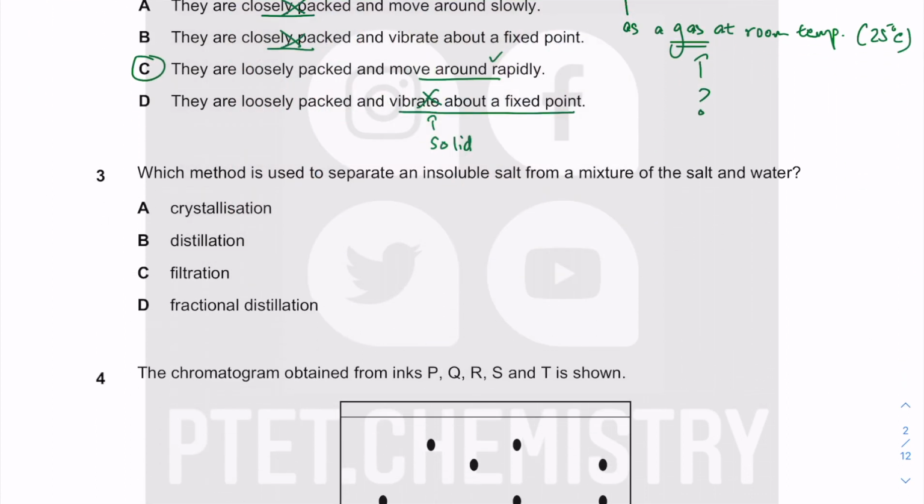Number 3, so we're going to separate an insoluble salt. Insoluble means does not dissolve.